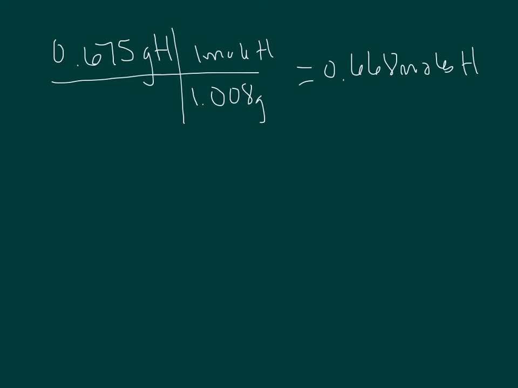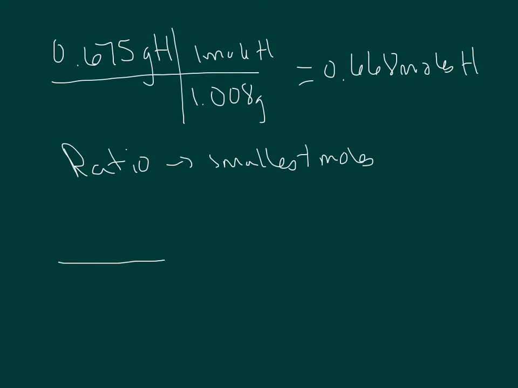Now we want to do ratios. To do the ratios, you're always going to pick the smallest moles. And the smallest moles will be in the denominator of each of the ratios. So we'll always have one ratio less than the number of elements that we have. So we're going to take our smallest moles, which is our 0.337 moles of calcium, and we're going to put it in the denominator.